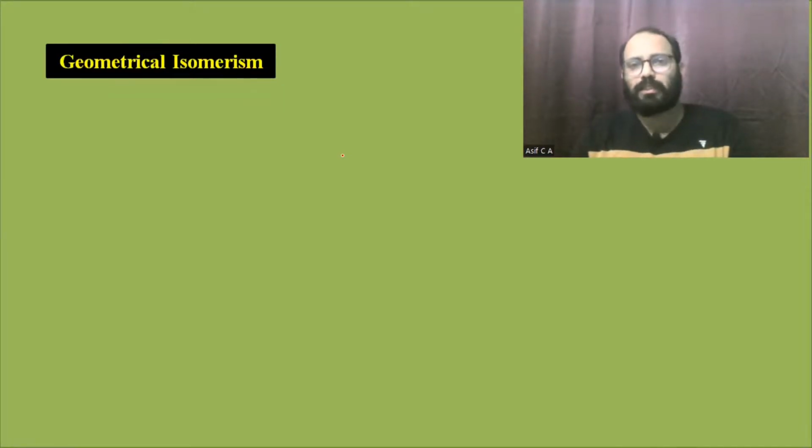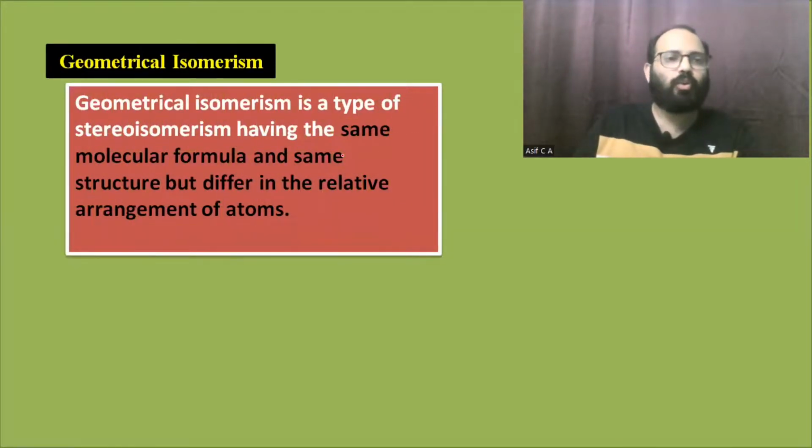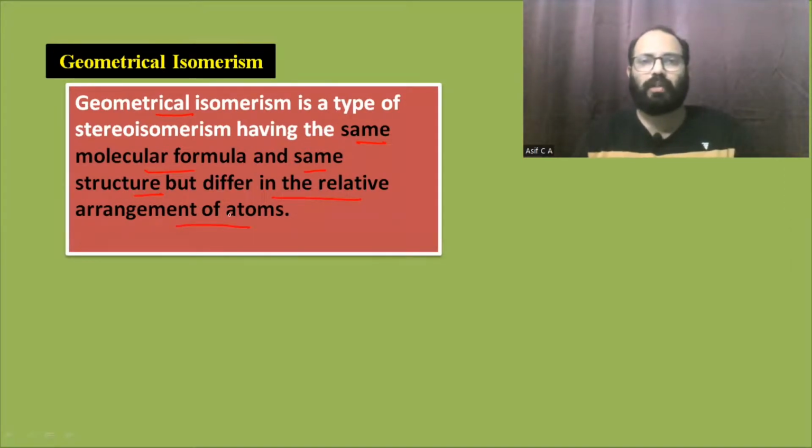Actually, isomers can be classified into structural and stereo isomers. And geometrical isomers are one type of stereo isomers. They have the same molecular formula, same structure, but these isomers differ in the relative arrangement of atoms. Only the positioning of the atoms differs. Other than that, the structure and the molecular formula, everything remains the same.